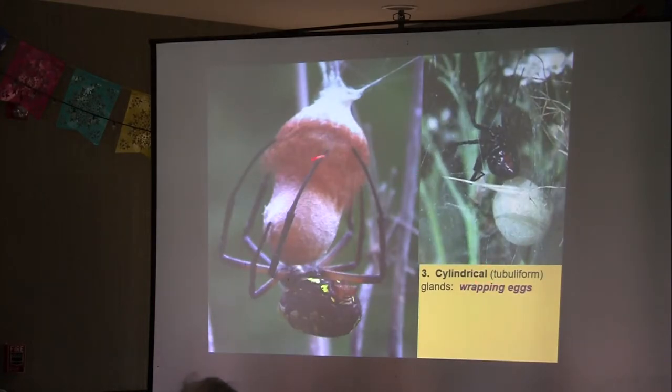Some glands produce spider silk that is just for wrapping eggs. In something like the garden spider, it's usually six different envelopes of different kinds of silk. The final one is the one that ends up being more waterproof. The inner one is all fluffy and kind of cushions the eggs.